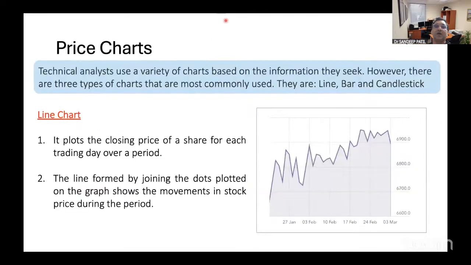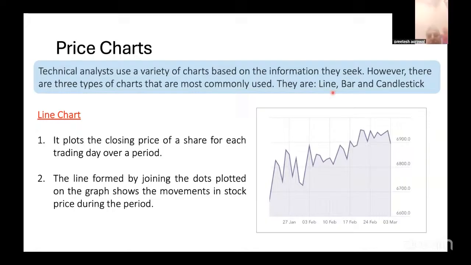So how is the price reflected on a chart? There are three types of charts which we can see. There are more than that, but I think the primary ones are these three: line chart, bar chart, and candlestick chart. In a line chart, what happens? You just look at the closing price and you plot the graph. So it's a simple graph which you can see.